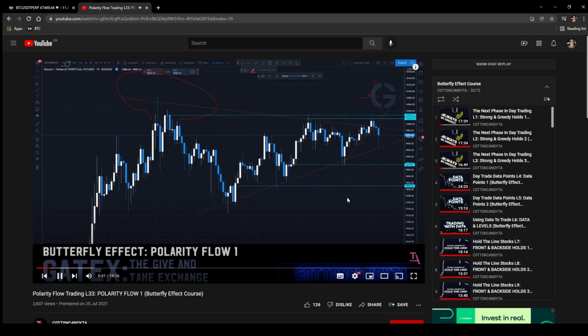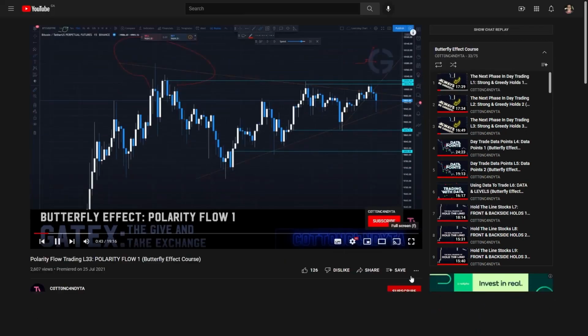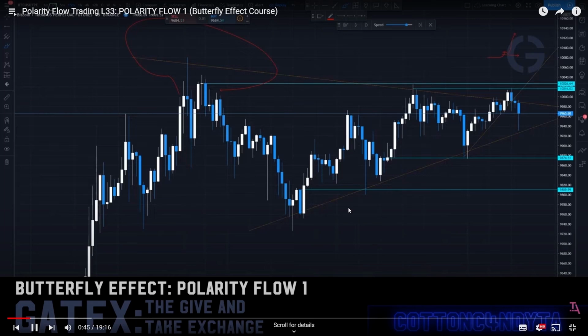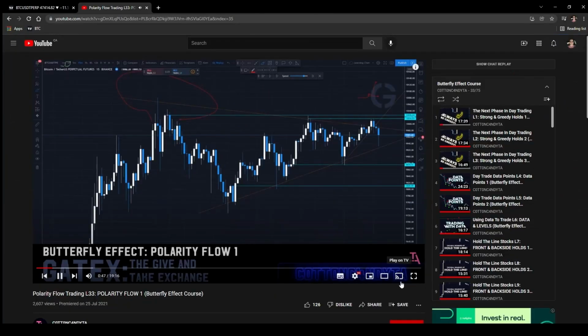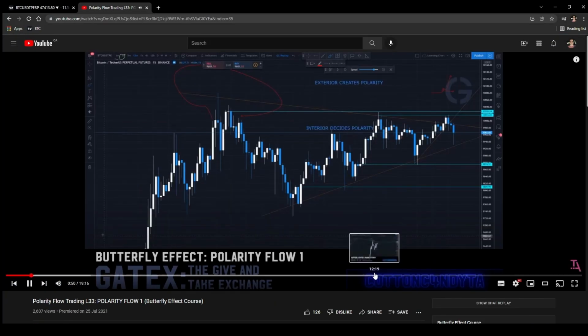Agreeing, so this is what you're doing. You are saying, and this is what you guys know because I've told you this before: exterior moments create the polarity. Exterior events create polarity, right? Exterior creates polarity. Interior decides polarity.